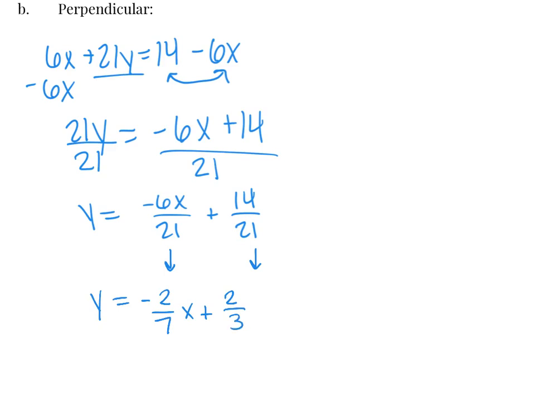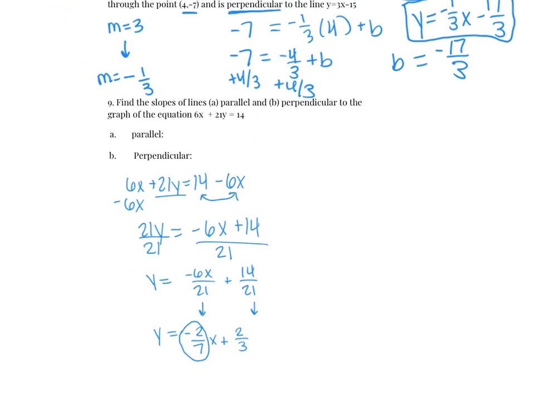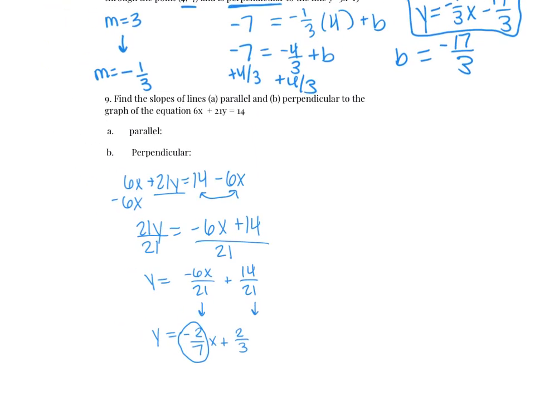Then for this equation, the slope is negative 2 over 7. So if I have a parallel line, I'm going to keep it the same. And if I have a perpendicular line, I'm going to say it's the opposite, so it's going to be positive, and the reciprocal. So your answer for that slope is 7/2.